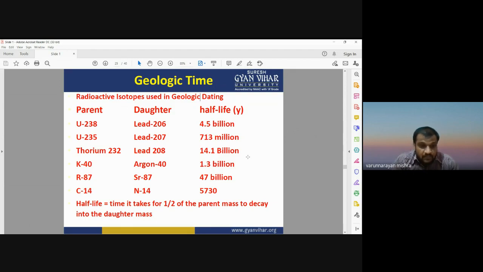Half-life is equal to the time it will take for half of the parent mass to decay. If 50% of the total mass of the element is decayed or lost during that time, it is known as half-life. Okay, so after 4.5 billion years, uranium loses 50% of its mass, and it will be converted into a new isotope, a new element, the daughter element. So this tells us the age of a specific material or element, that is used for geological dating or the geological time scale. Okay.